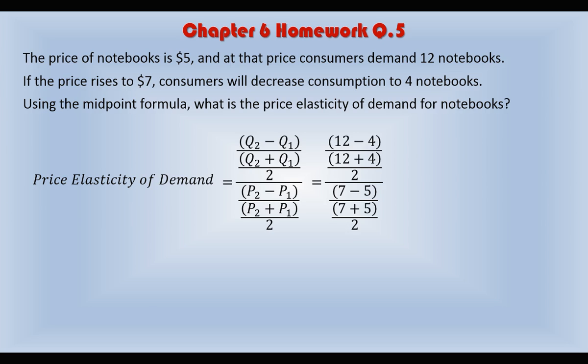So you have 12 minus 4 divided by the average of those two: 12 plus 4 is 16, divided by 2. So you have 8 divided by 16 divided by 2, which is 8 divided by 8, which is equal to 1. And then in the bottom, we've got the difference in prices. I put the bigger number first, 7 minus 5 divided by the average of the two. 7 plus 5 is 12, divided by 2 is 6. So you've got 2 divided by 12 divided by 2, which is 2 divided by 6, which is equal to 1/3. So 1 divided by 1/3 is equal to 3.